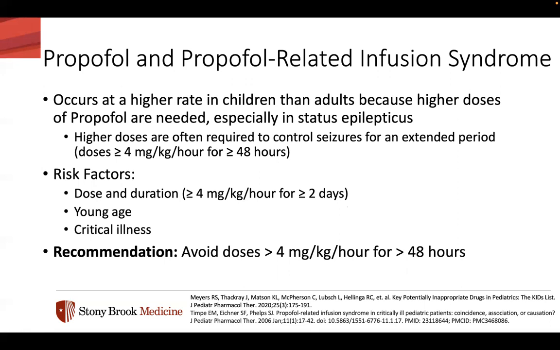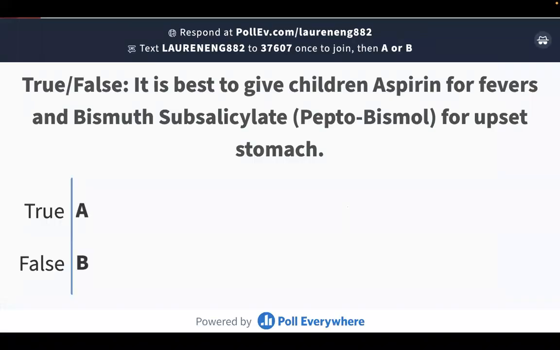So some risk factors of developing propofol-related infusion syndrome: the dose and duration, like I had just mentioned, that dose, as you can see, lines up with the higher doses that are commonly required. Young age and critical illness. So they recommend avoiding doses more than 4 mg per kg per hour for more than 48 hours. So if you ever see a dose like that, the avoid is more of a hard stop. And so children, again, is defined as under 18 years old.